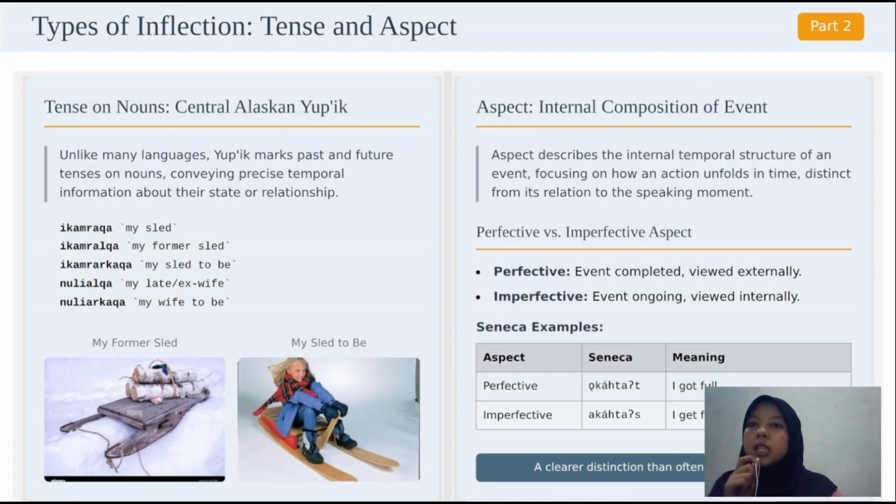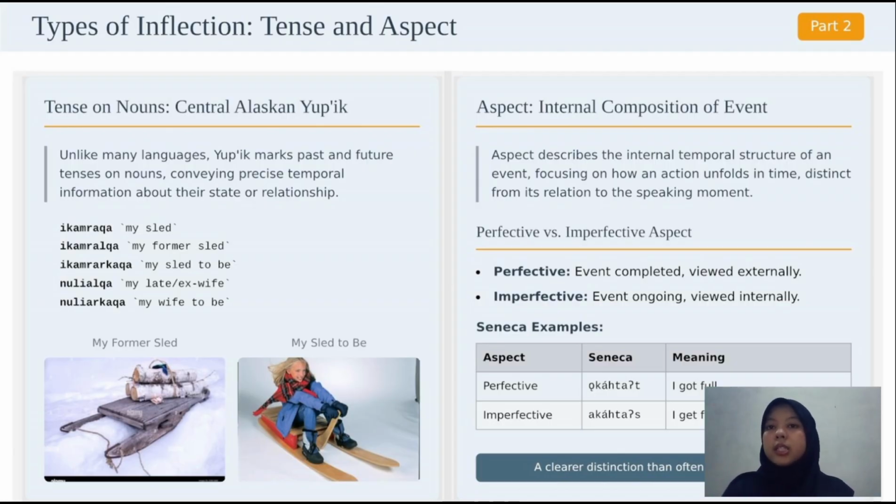Next is ikamrarkaqa, which means my sled to be. The suffix -rkaqa indicates future possession, which means the sled will become mine in the future. For example, a sled I ordered, or will receive later.